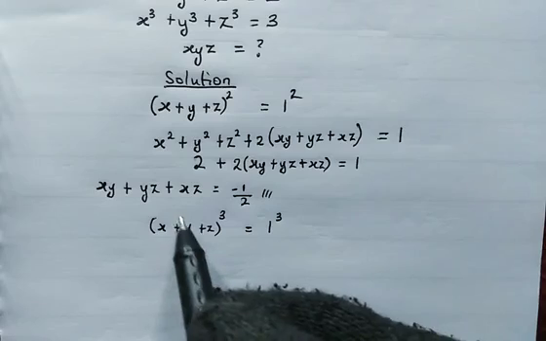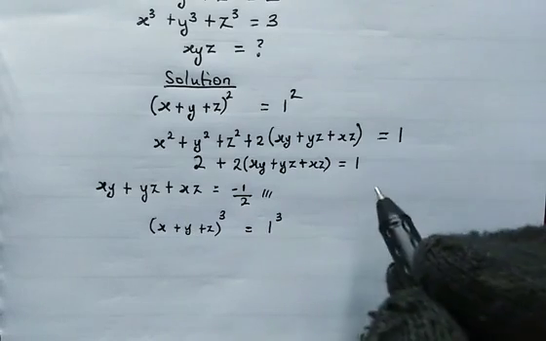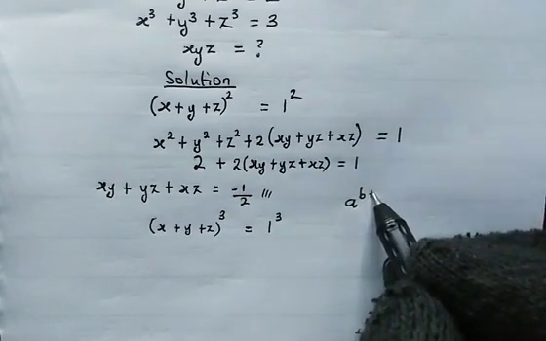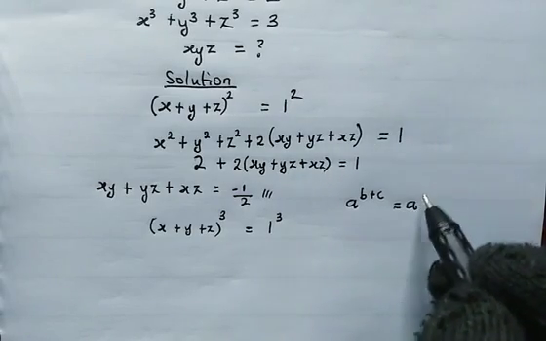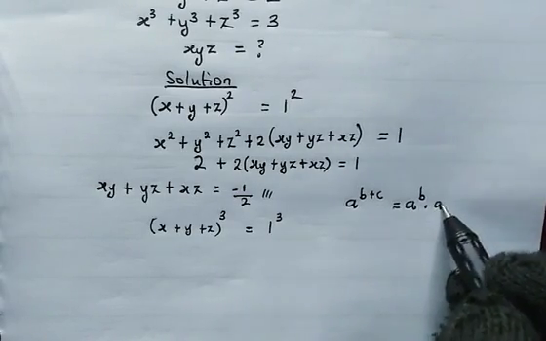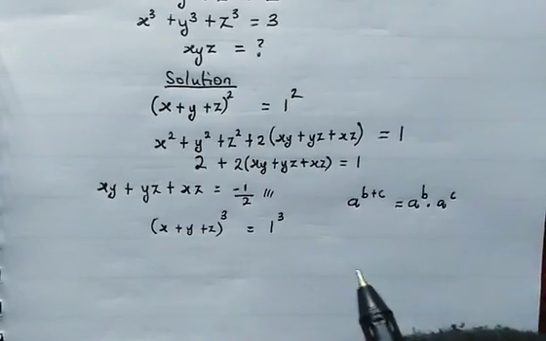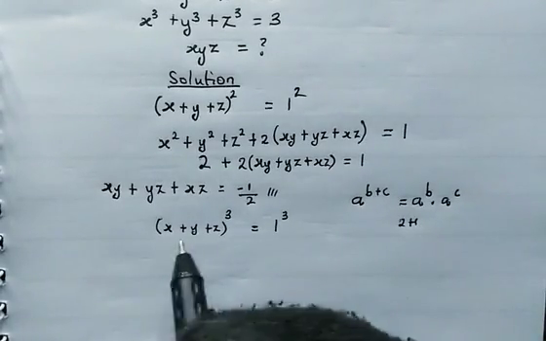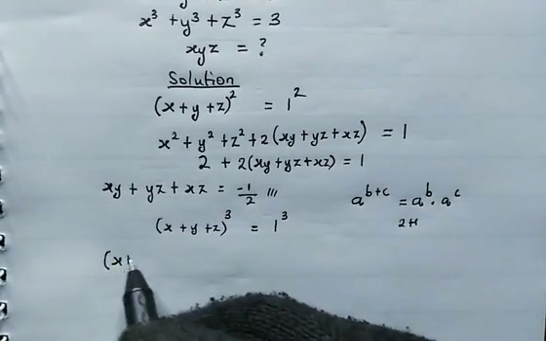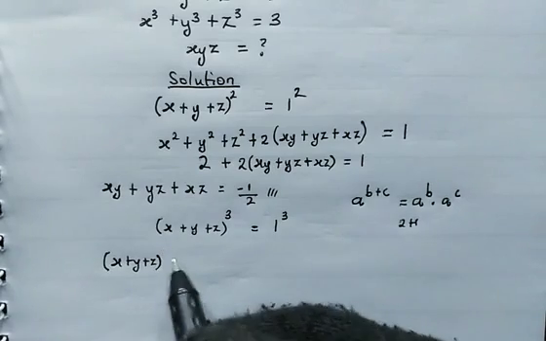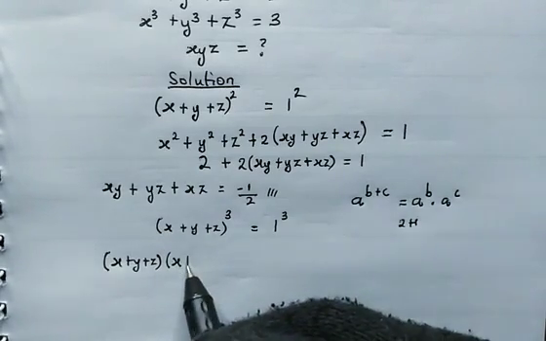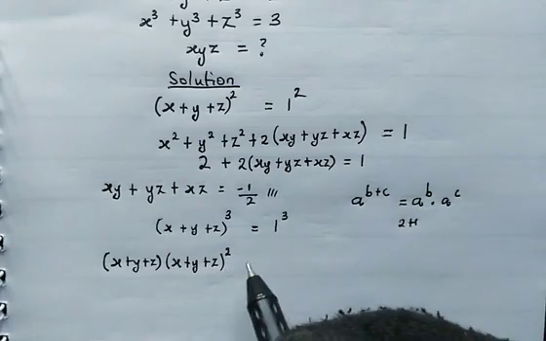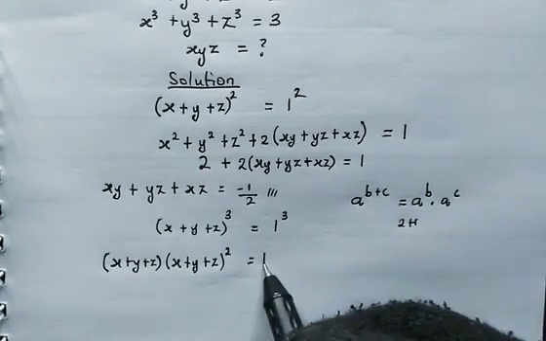Now, when you cube the left hand side, or we can actually write it as, remember when we have a raised to the power of b plus c, this is the same as a raised to the power of b multiplied by a raised to the power of c, right? So this 3 right over here is the same as 2 plus 1, right? Then we're going to have x plus y plus z to the first power, then multiply by x plus y plus z to the second power, right? Then this equals 1 cubed will give us 1.